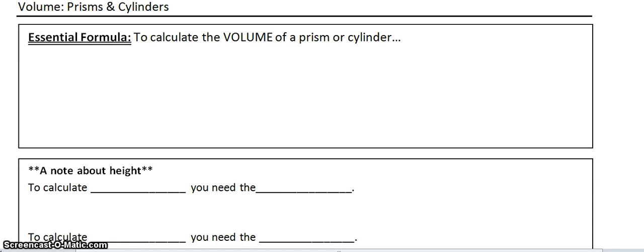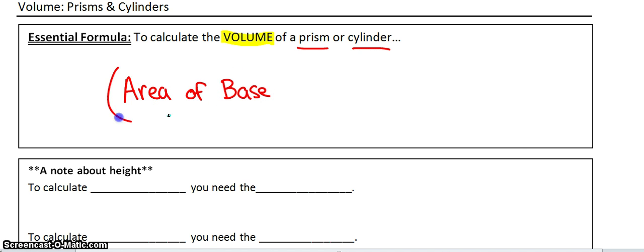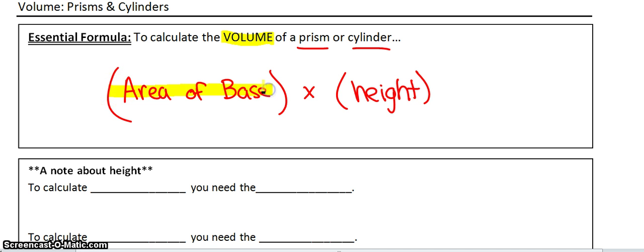As you've learned, the essential formula to calculate the volume of a prism or a cylinder is as follows. You're going to take the area of whatever the base is. So a cylinder would be like a circle, but a trapezoidal prism would be a trapezoid. So whatever the base is, you'll take the area of that, and then you're going to multiply it by the height. I don't really need these parentheses, but I just want to differentiate between you're going to multiply this by whatever this is.